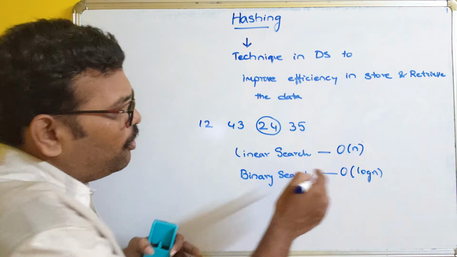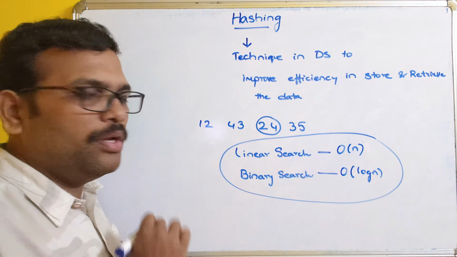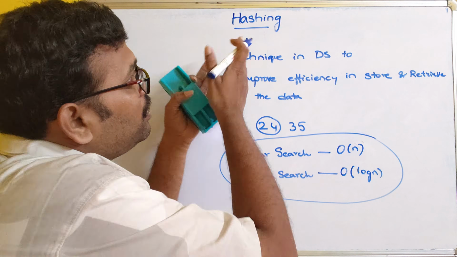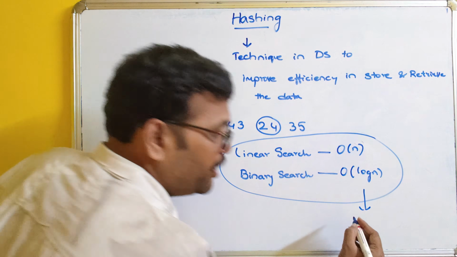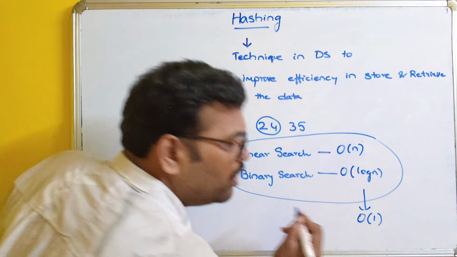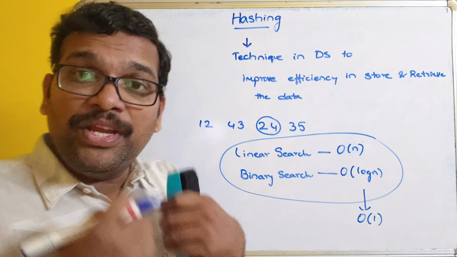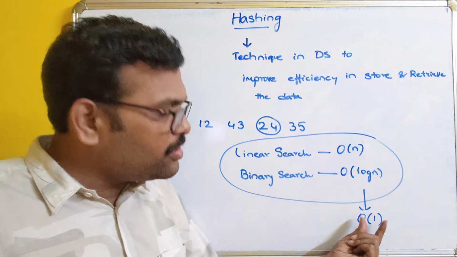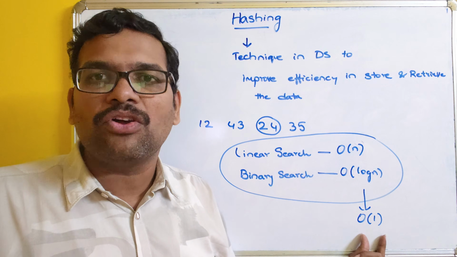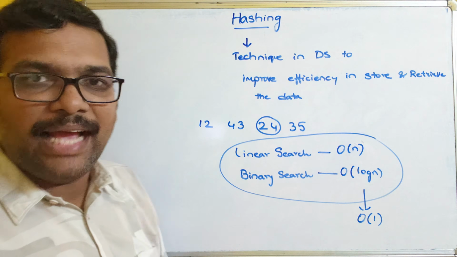So in order to improve these techniques, we are going with hashing. The complexity will be reduced to order of one, that means constant. By hashing, we can retrieve the data, we can search the data in just constant time complexity, that is order of one, right? So that is the importance of hashing.